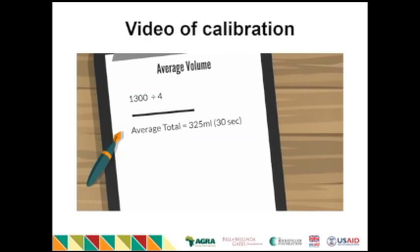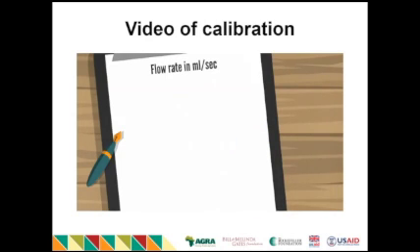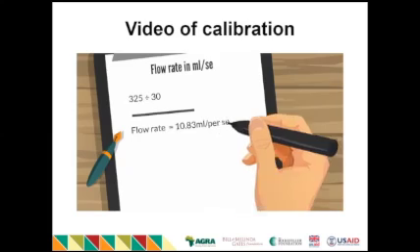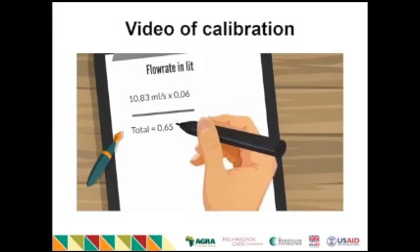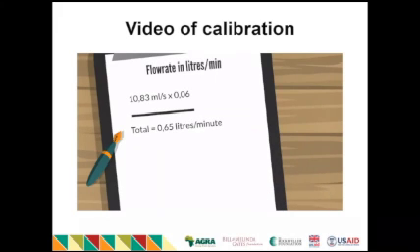Now that we have the average, we can measure the flow rate. Flow rate is the volume of liquid that passes through the nozzle per unit time. To measure the flow rate in milliliters per second, we'll divide the average, which is 325 milliliters, by 30 seconds. This gives us a flow rate of 10.83 milliliters per second. To get a flow rate in liters per minute, we multiply the flow rate in milliliters per second by 0.06. This gives us 0.65 liters per minute.